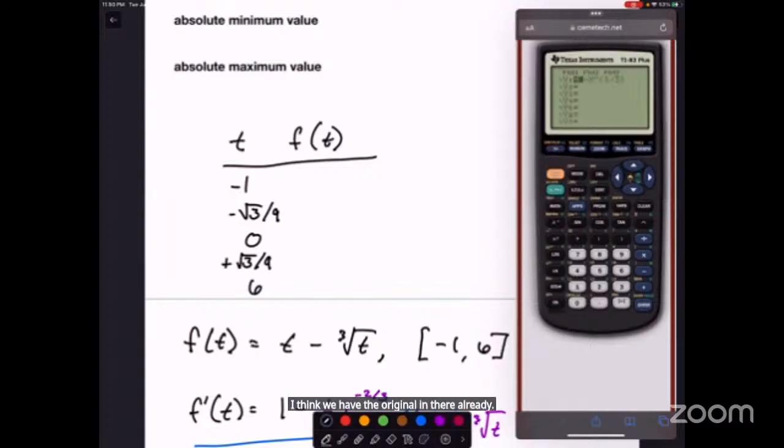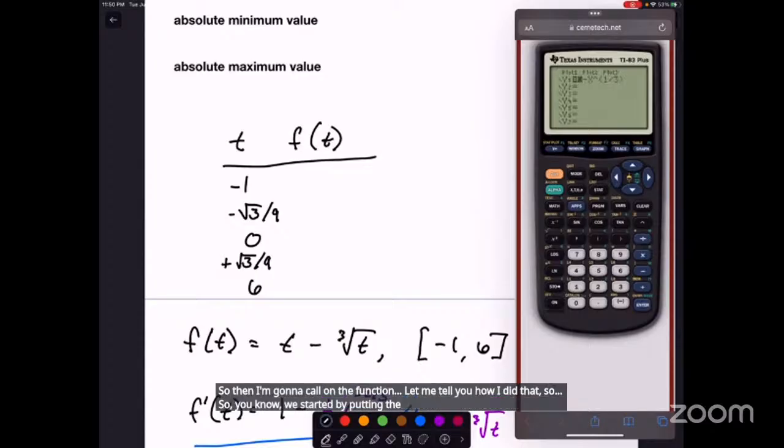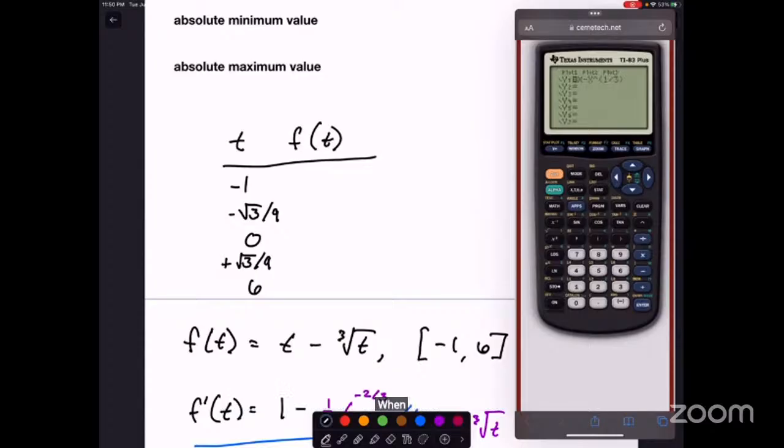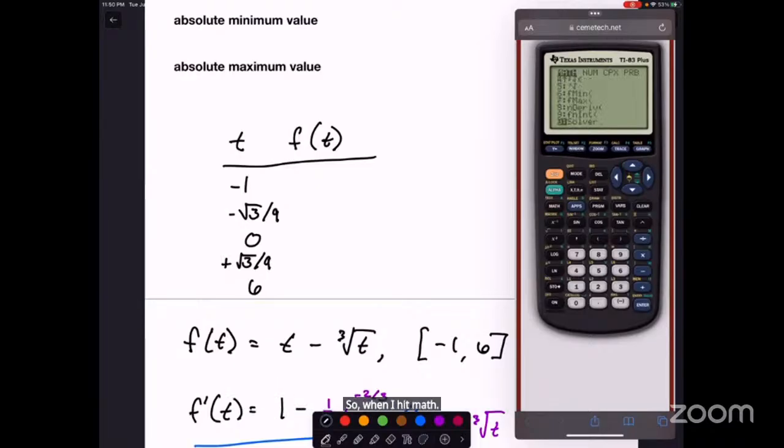Let me just check. So then I'm going to call on the function. Let me see how I did that. So we started by putting the original function in as y equals. When I found the derivative, on the left side of the calculator, you'll see second and then alpha and then math. So when I hit math and then hit up to get to the bottom quickly, number 8 was the nth derivative. And so I was just evaluating that derivative at a given value.